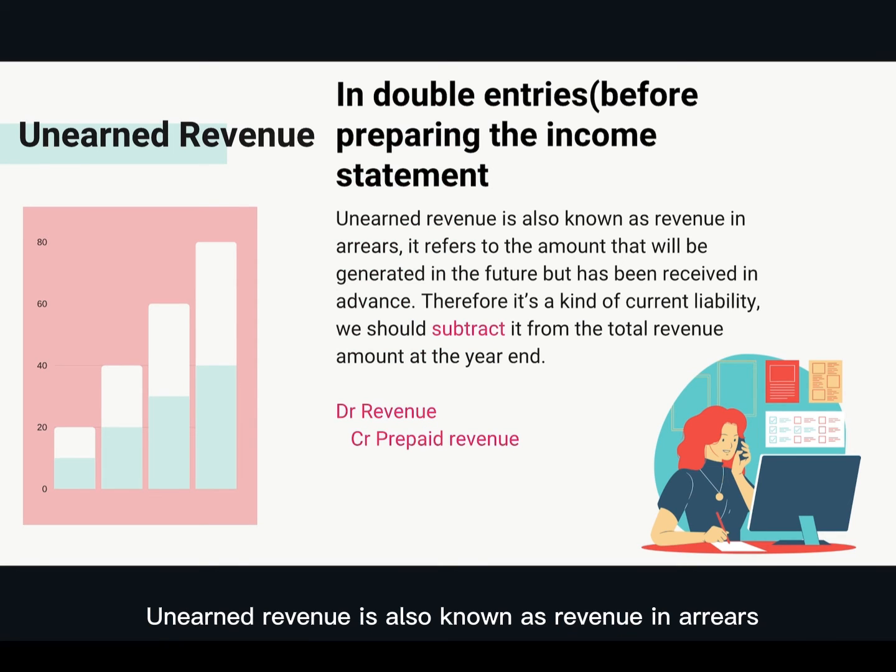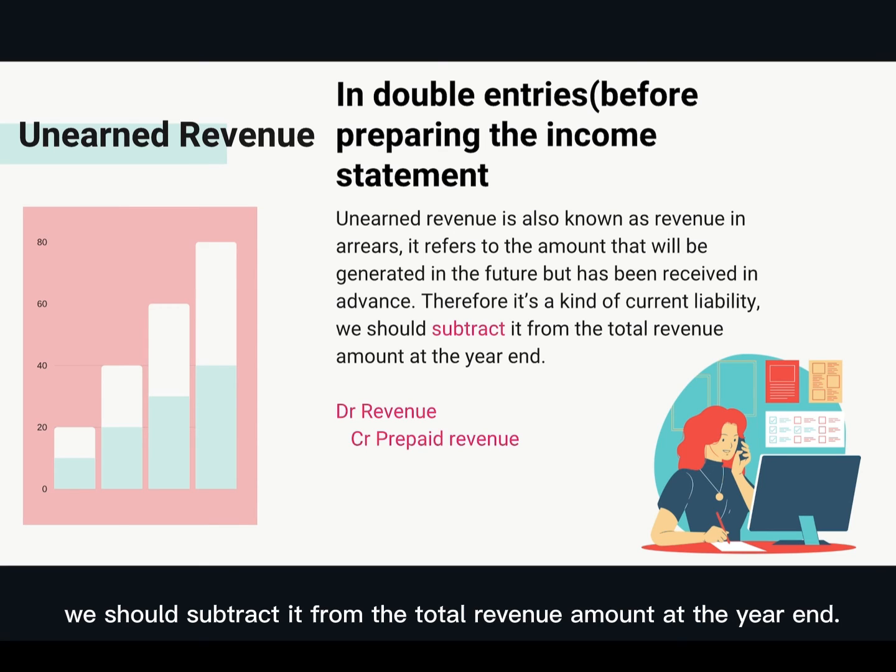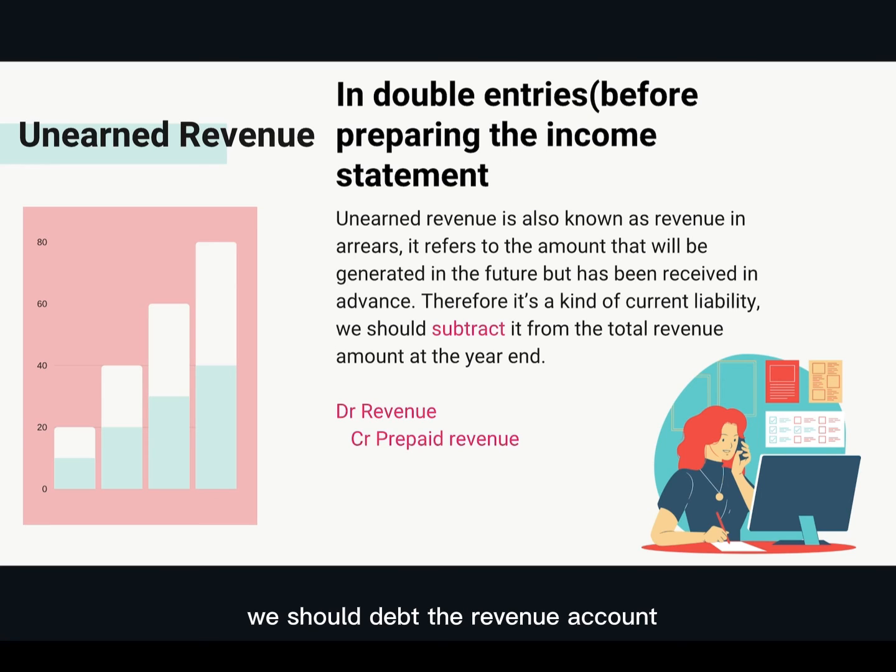Unearned revenue is also known as revenue in arrears. It refers to the amount that will be generated in the future but has been received in advance. Therefore, it's a kind of current liability, which is subtracted from the total revenue amount at year end. We should debit the revenue account and credit the prepaid revenue account.